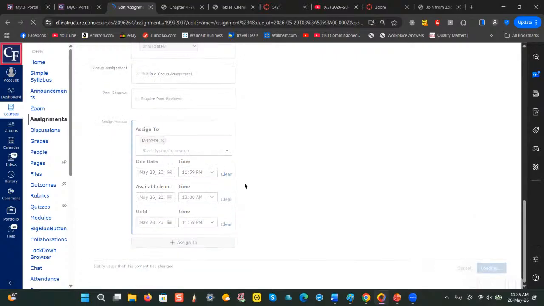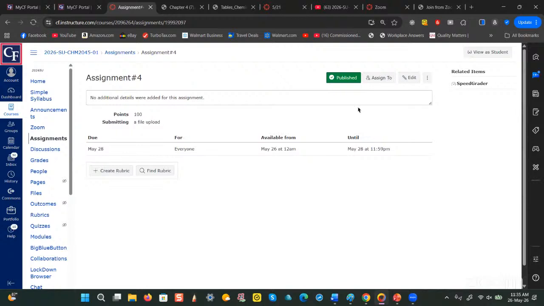And save. So now it should be available. So make sure you upload it into that Dropbox. And make sure it's in PDF, please.